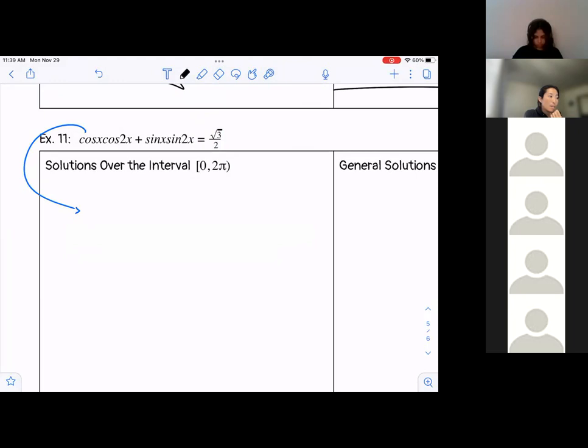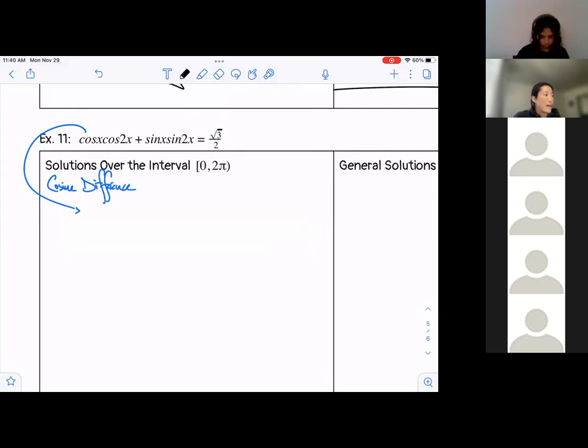Don't think it's the double angle one. Now, in particular, which one is it? Is it the cosine sum or the cosine difference? Or is it the sine sum or the sine difference? Yeah, we do have a cosine difference here. Okay, so cosine difference.